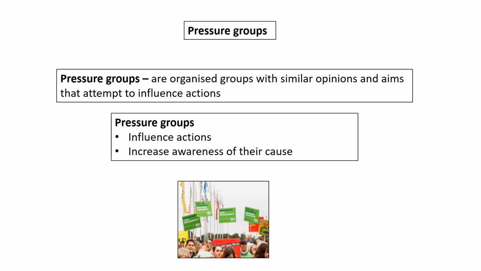Pressure groups. Pressure groups are organised groups with similar opinions and aims that attempt to influence actions. They want to increase awareness of their cause, whether this is for a business such as a supermarket to reduce the plastic packaging they use, or for all supermarkets to close on Boxing Day during the pandemic as recognition of the hard work that the supermarket staff had undertaken during that time. Pressure groups want to influence and increase awareness of their cause, and they want to influence business actions.